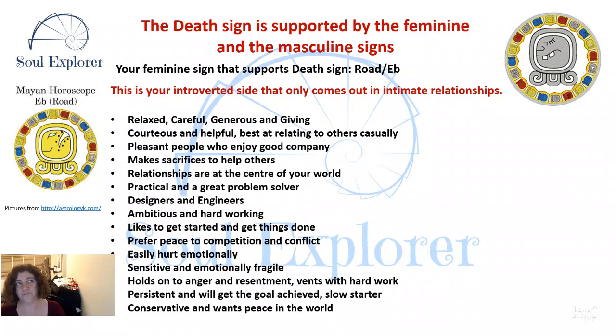You're quite emotionally vulnerable at times, and you can be hurt quite easily. So if a member of your family or a close friend does something, you can be quite easily hurt and upset by that. Very thin-skinned, very sensitive and emotionally fragile. And you can sometimes hold on to anger and resentment, but you know, the Road signs that hold that anger and resentment would be good if you vent that anger into hard work. And that is what the Road or Abe energy does. They vent that anger into their hard work, which can only be good.